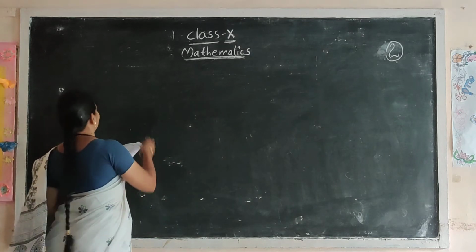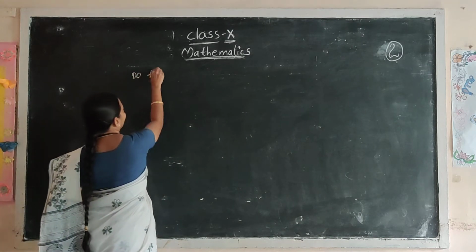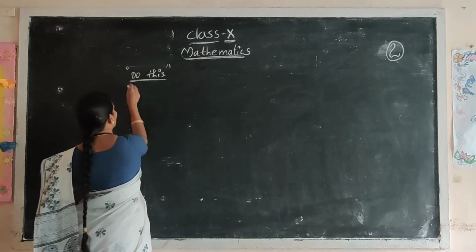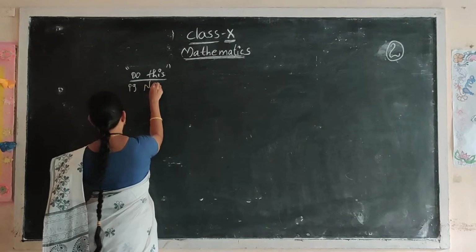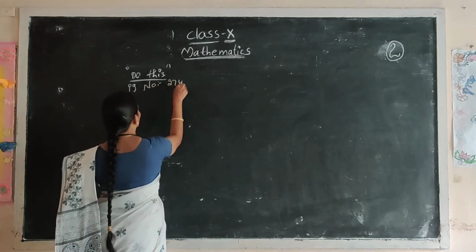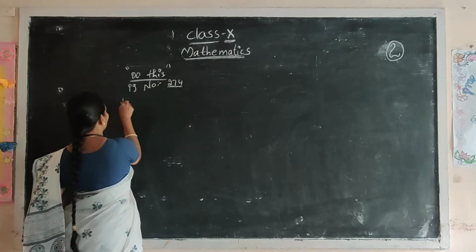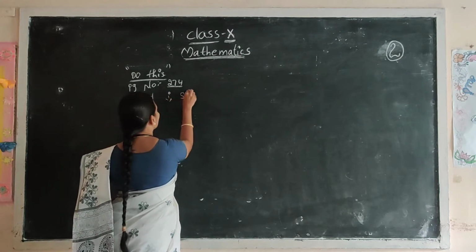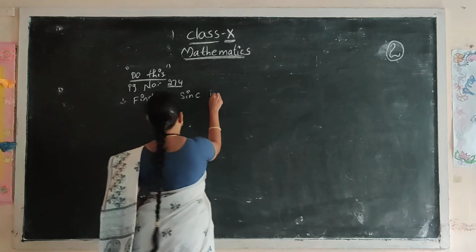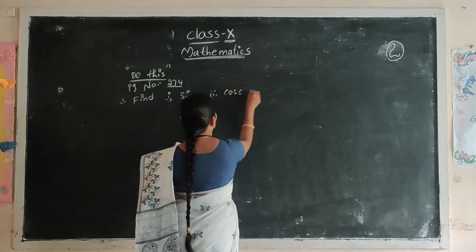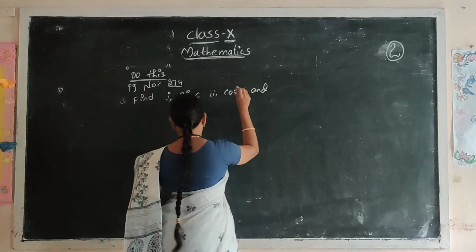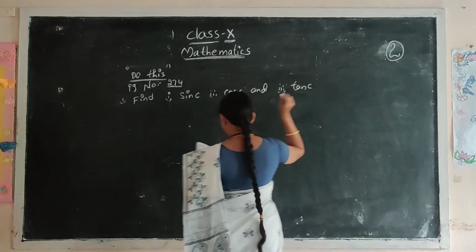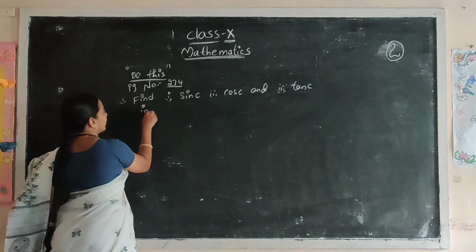So today we will discuss this exercise. This is page number 274. First question: find sin C, second cos C, and third tan C in the adjacent triangle.